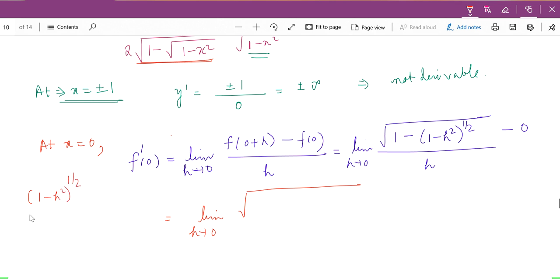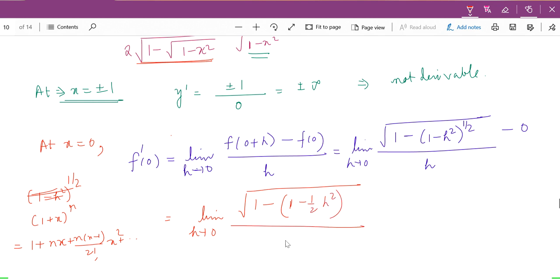Remember? Okay, so let's write in general 1 plus x to the power n. What is this? 1 plus nx plus n into n minus 1 over 2 factorial x square. Okay, this is the binomial expansion of that. Now here I am going to write just the first two terms. The first two terms are 1 plus nx, where n is this, x is this. So I get 1 minus 1 by 2 h square, over h.